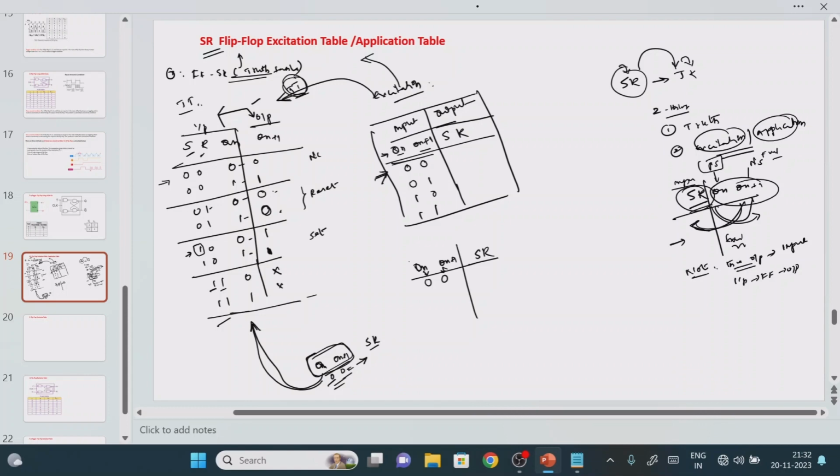So if you see, this is the Qn+1, right? What is the first input condition? 00, right? So here we have the 00, right? What is the S value, R value? The S value, R value is 00. Just write here 00.